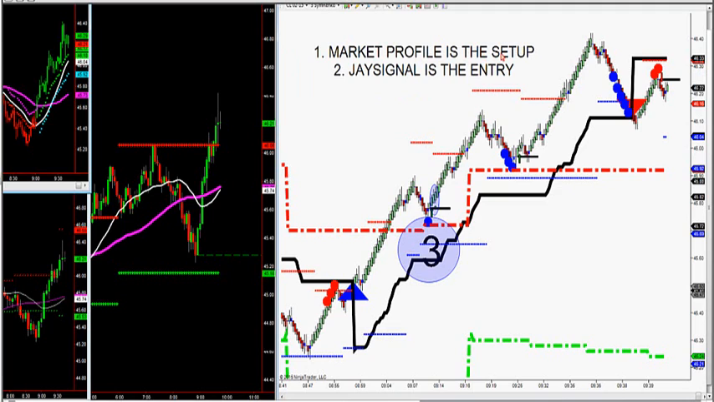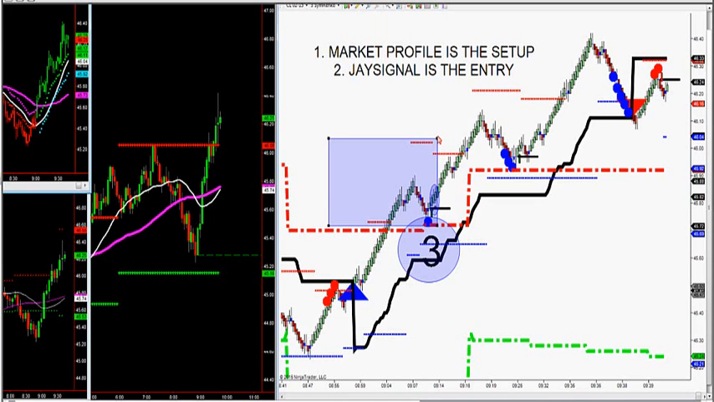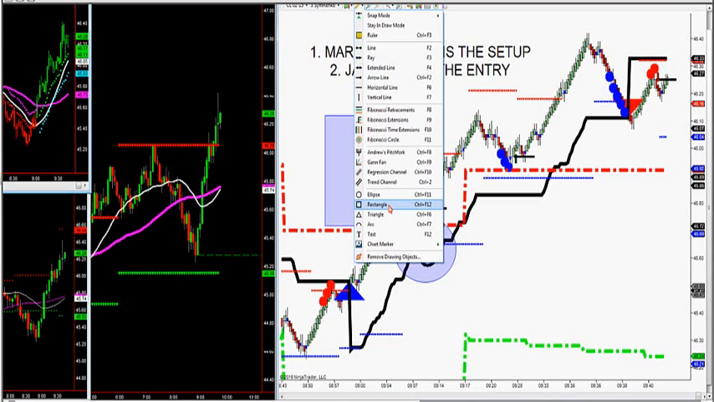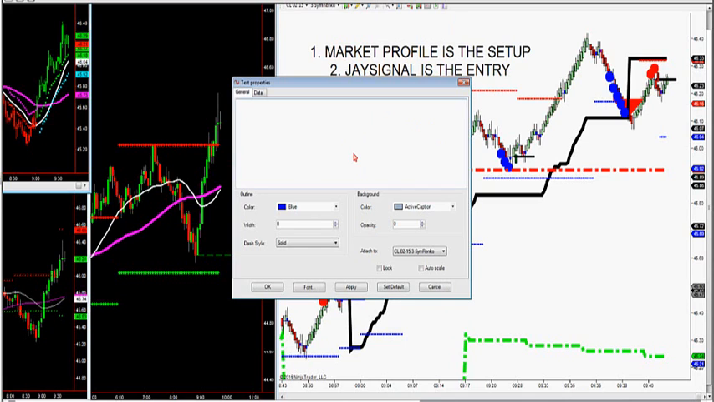Market profile is the setup. It broke out of high value area. This indicates strength. You do this on all markets. I don't care what you trade. S&P 500, Russell 2000, natural gas, gold, Dow, oil. Doesn't matter. Whatever you trade.